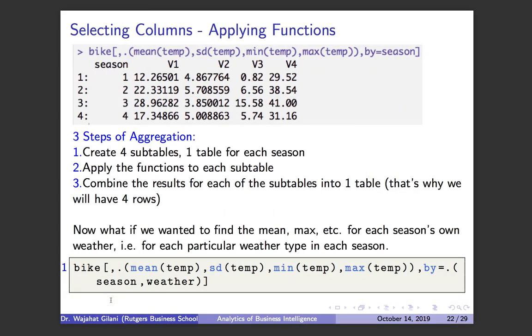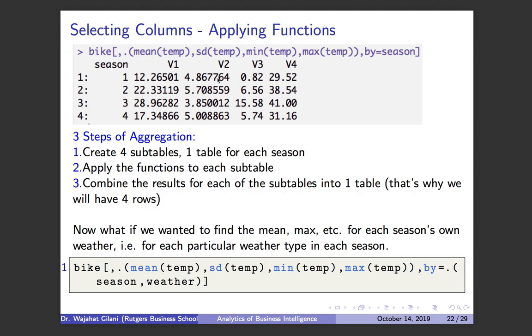All right, so what are the 3 steps of aggregation? 4 subtables, basically in this situation, 4 subtables were created, 1 table for each season. The functions were applied to each one of the subtables individually. So we got a summary for subtable 1, summary for subtable 2, and so on, so on. And in the end, the results were combined back into one data table, and that's what we see here.